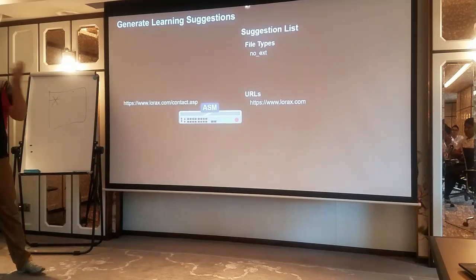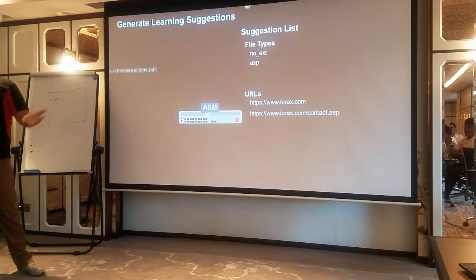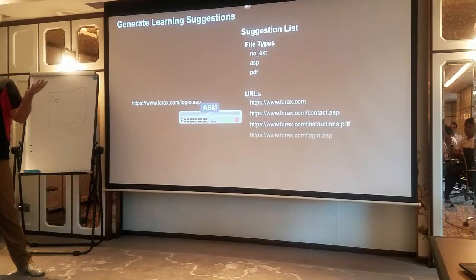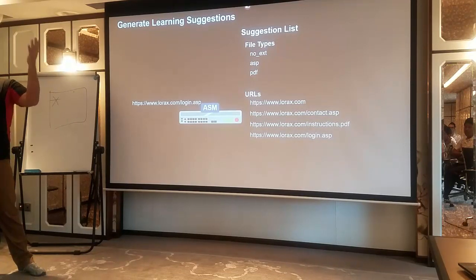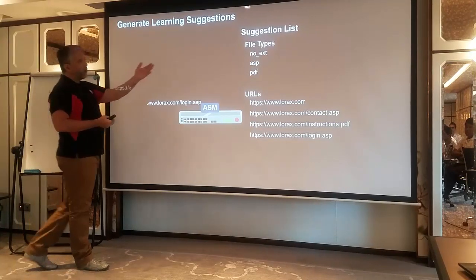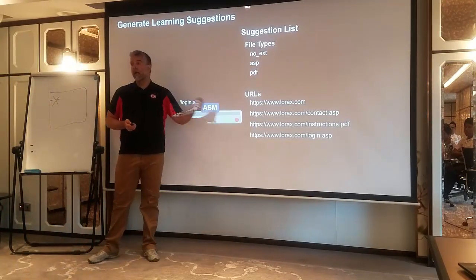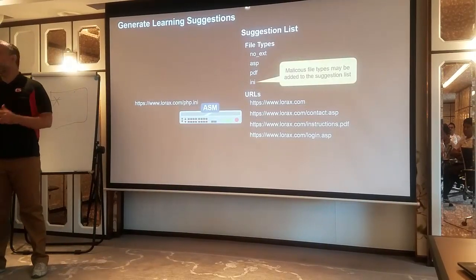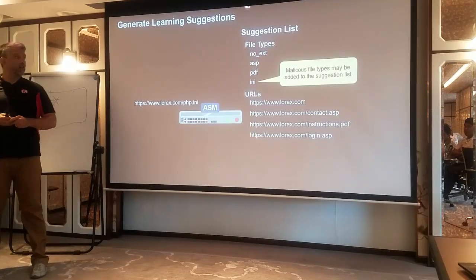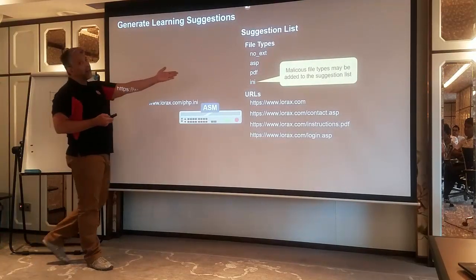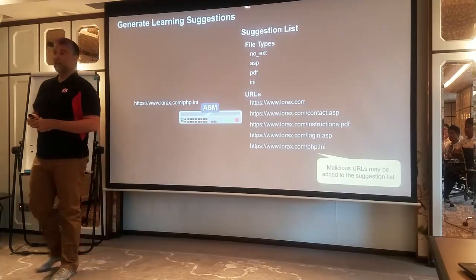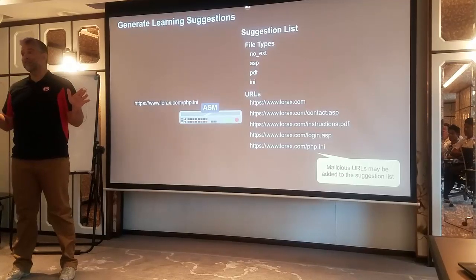And as requests continue to come in during this learning period, which could be 2 days, 5 days, 5 weeks, the learning period is relative to however much time you need for the policy. Slowly, though, you're going to be building this suggestion list. And it's important to remember that during this time, malicious requests could be sent. And so it's possible that malicious file types are added to the suggestion list. Malicious URLs are added to the suggestion list. That's why they're called suggestions. They're only suggestions.